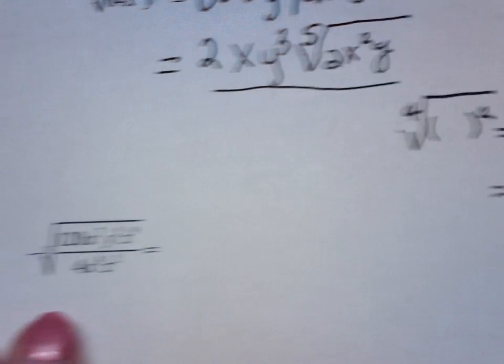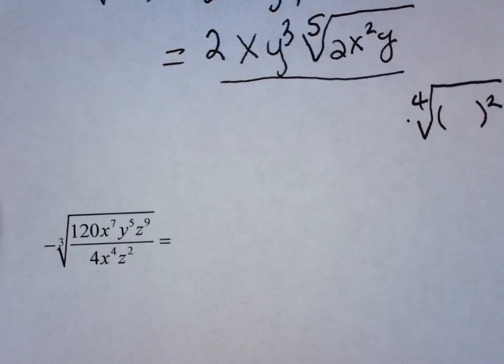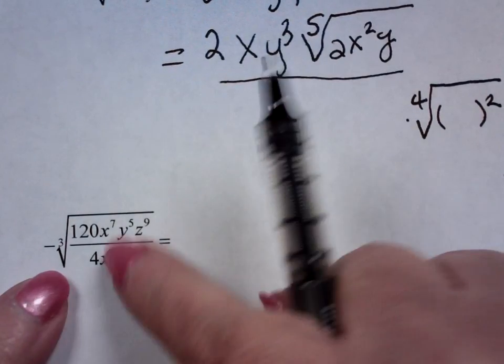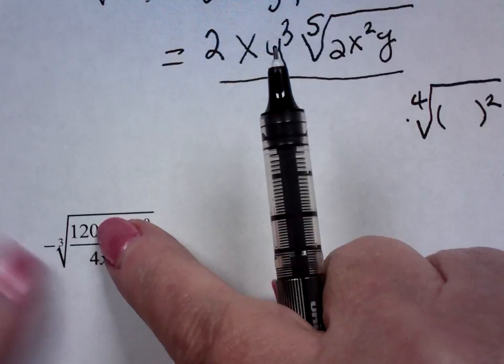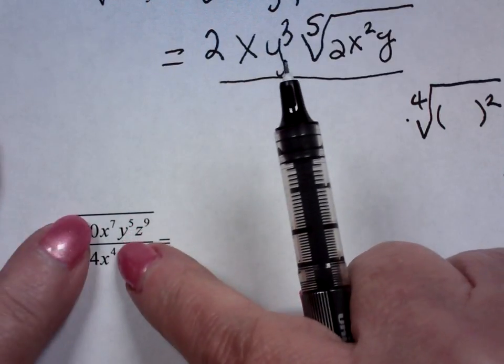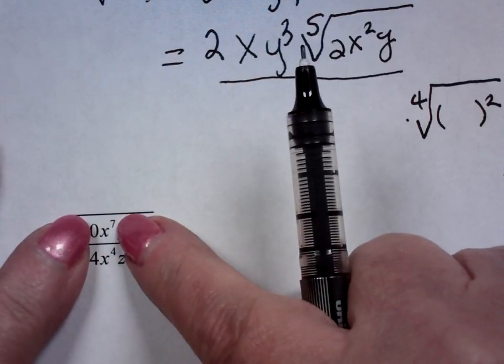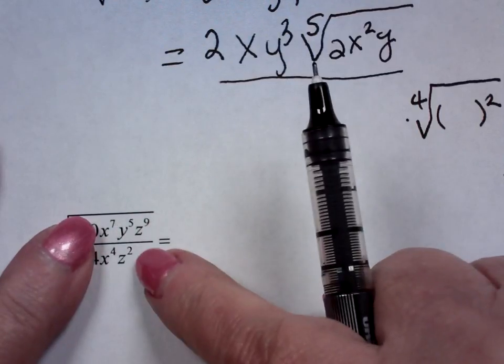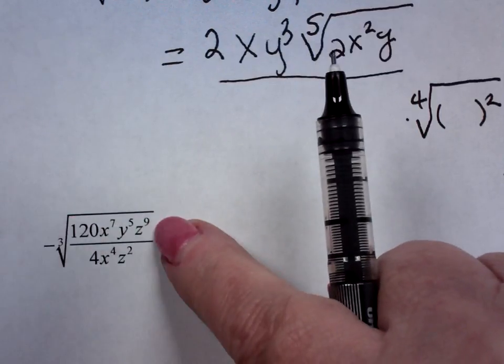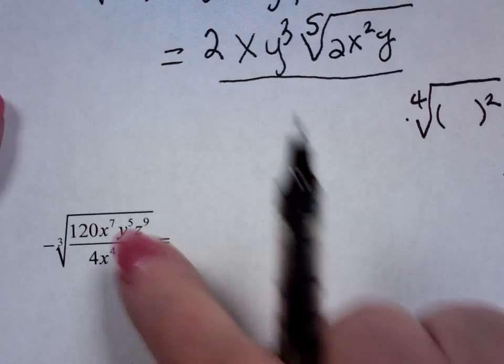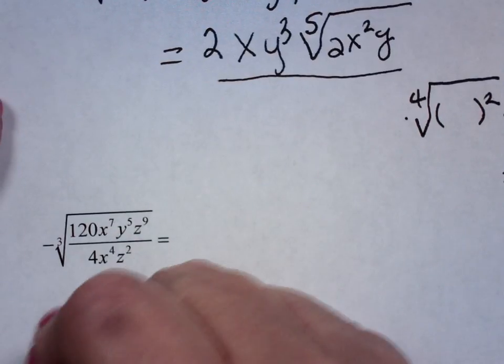Now, here is where what I would do is, I notice 4 divides 20 evenly. X to the 4th divides x to the 7th. Z squared divides z to the 9th. So I'm going to lose that denominator. So what I'm going to do is reduce first.